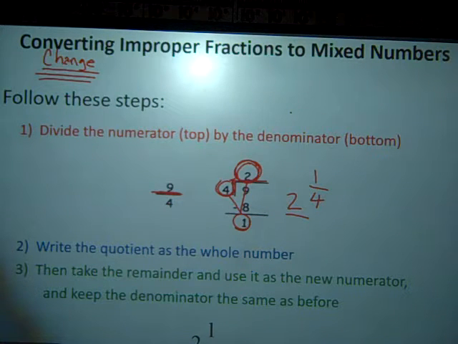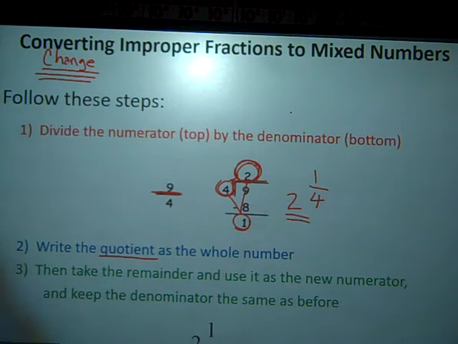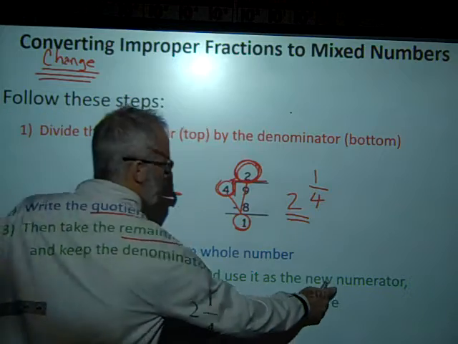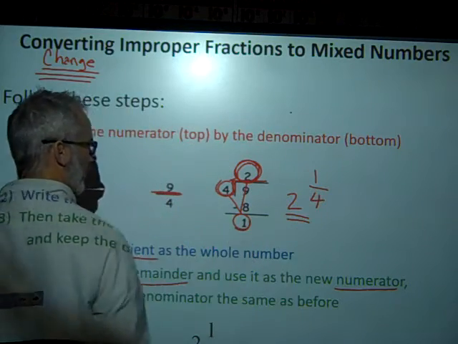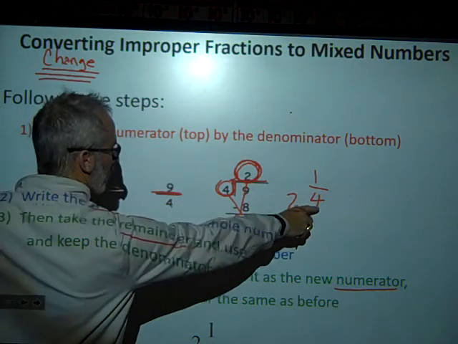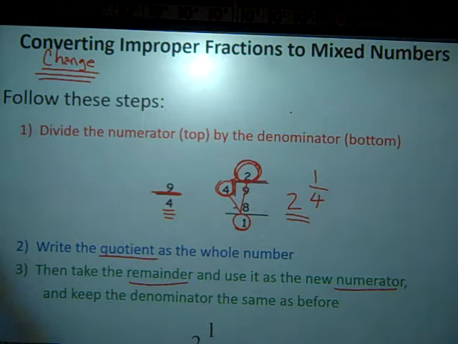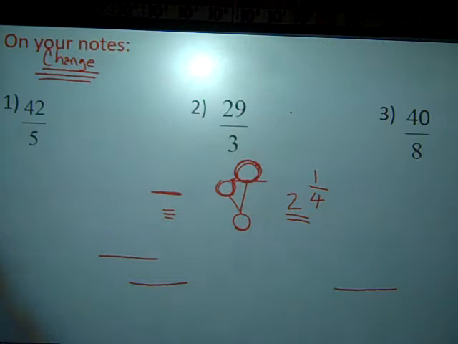Grab the quotient as a whole number. The quotient, or the answer, becomes my whole number. My remainder becomes my numerator. And then the divisor is my denominator. And the denominator does not change. So let's practice that.